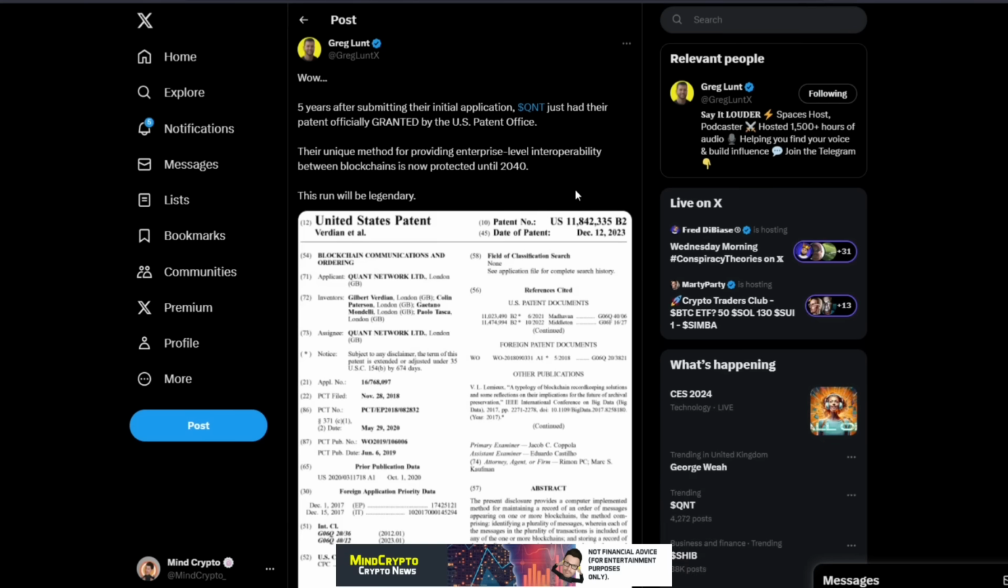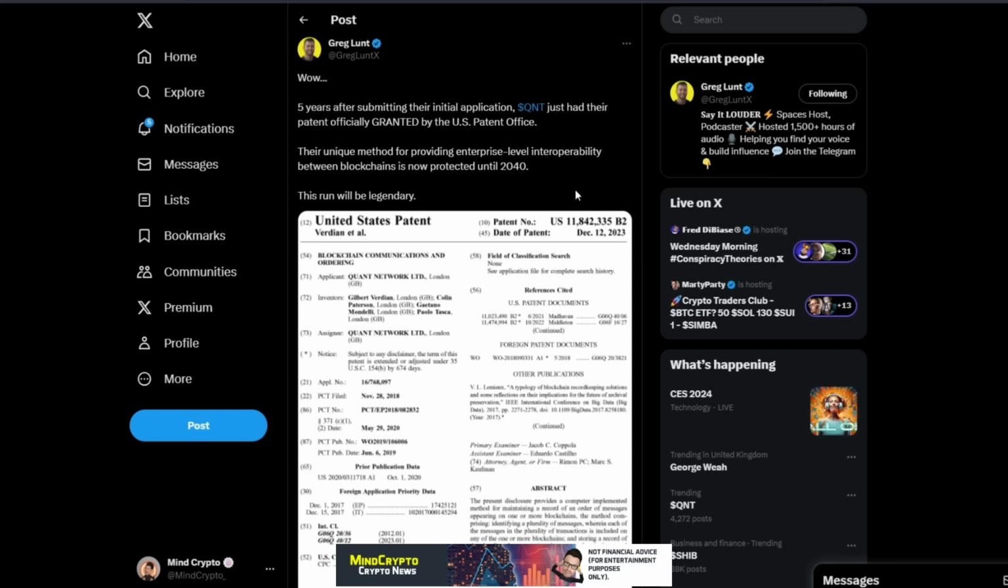Now, I saw this from Greg Lunt last night. Good to see him back. He says, well, 5 years after submitting their initial application, Quant just had their patent officially granted by the US Patent Office. Their unique method of providing enterprise-level interoperability between blockchains is now protected until 2040. The run will be legendary. He's absolutely right. Because if you look at this, they applied for this 5 years ago. It's taken 5 years to get to this point.